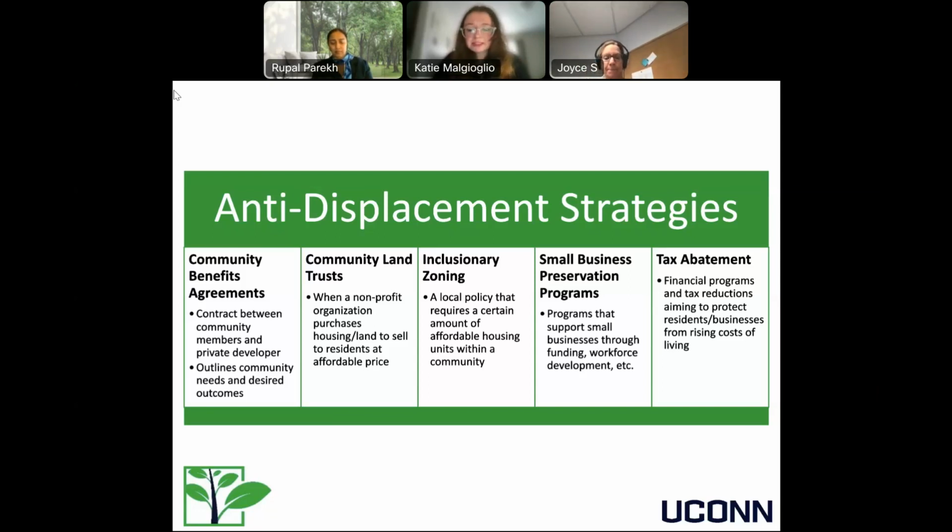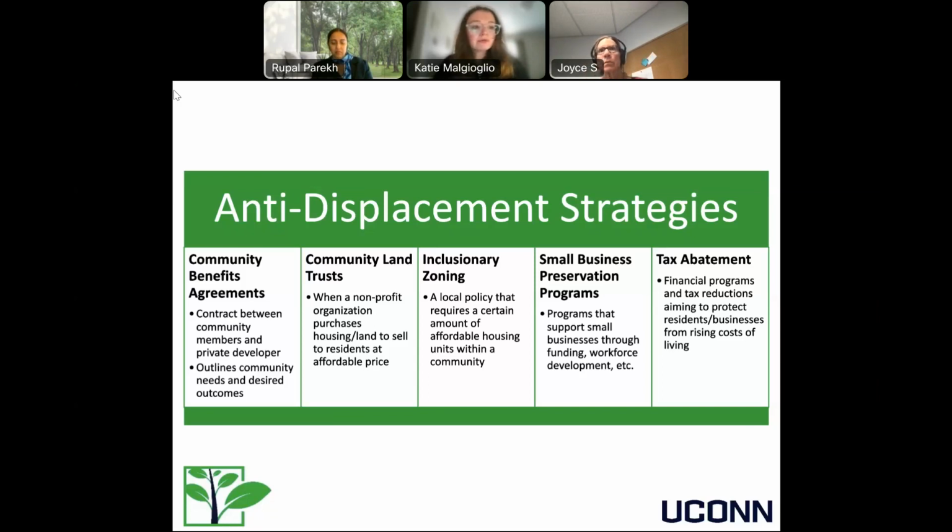Moving on to small business preservation programs, like the name says, these are programs that support small businesses and owners of small businesses in a wide variety of different activities. These can be implemented by the local government or economic development department in your town or city, and they're best for municipalities where there's a strong network of small businesses that have a solid foundation already established within the community that can be built upon.